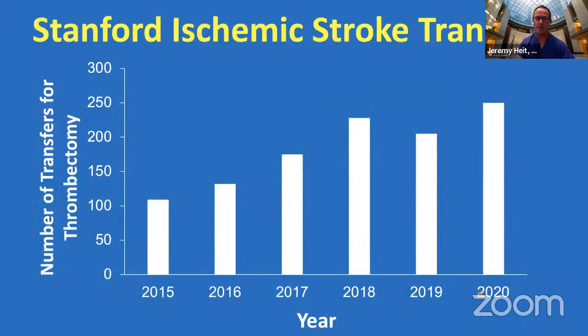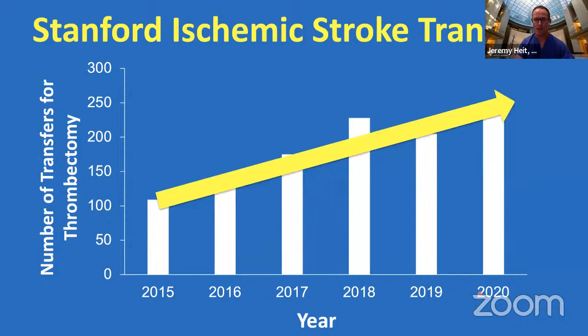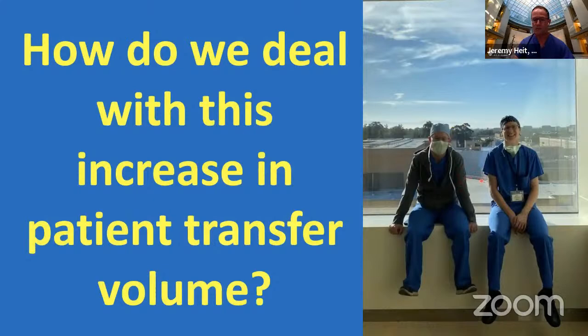It's just gone up and up and up and up. And this creates a good opportunity to help people, but it also really creates some systemic challenges that you've got to figure out what to do. And, you know, here we are smiling. This is one of my former fellows, Ben Poley, and I, and this is a night where we've done two thrombectomies and triaged a third. And, you know, we're smiling and exhausted. But fundamentally, how do you deal with this increase in patient transfer volume? Okay, we have to have a way to do that.